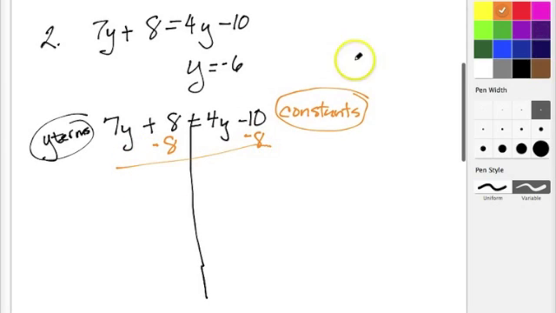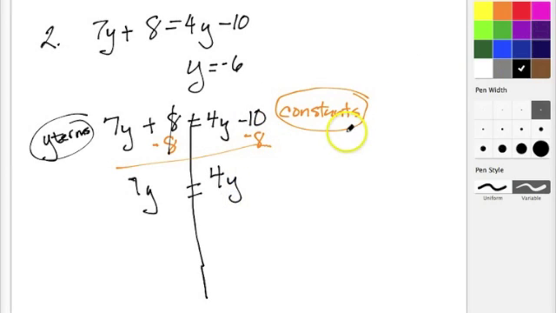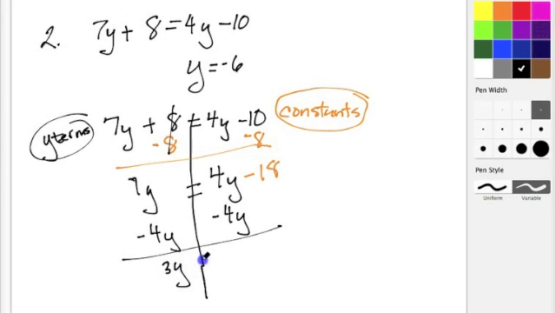When I do that, I'm left with 7y on this left side. These guys are gone. 4y is still here, but this together becomes negative 18, because this is a negative 10 plus a negative 8. So that's negative 18. I only want these orange or constant values here. This 4y has got to go. So in order to do that, I'll do the opposite. I'm going to subtract 4y from both sides. And then I get 3y is equal to negative 18.